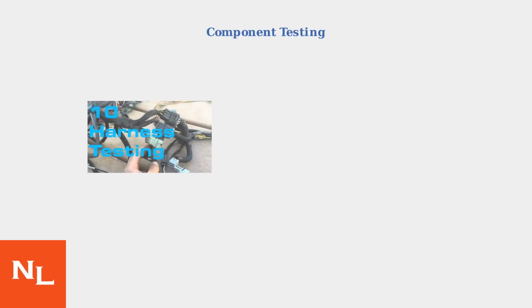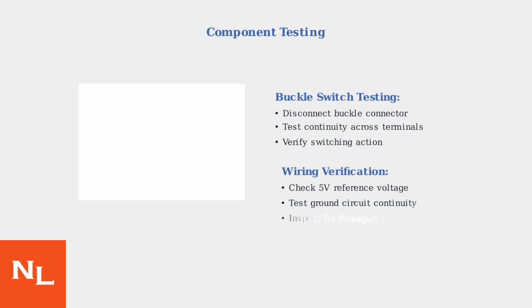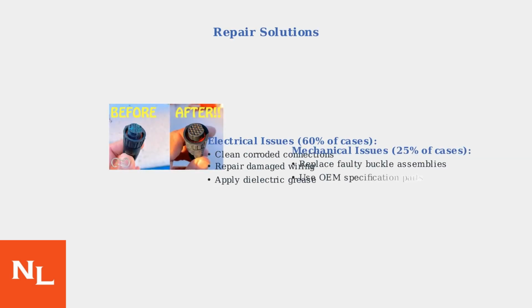Component testing involves checking the electrical continuity of buckle switches and verifying the wiring harness for proper voltage supply and any damaged connections. Repair solutions vary depending on the root cause. Most commonly, cleaning corroded connections and repairing damaged wiring resolves the issue. Here's a before and after example of connector cleaning.